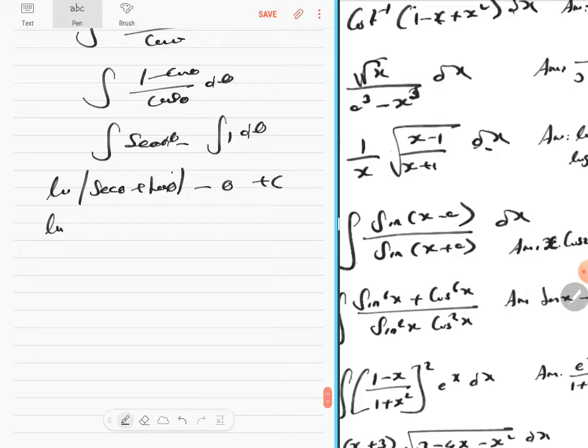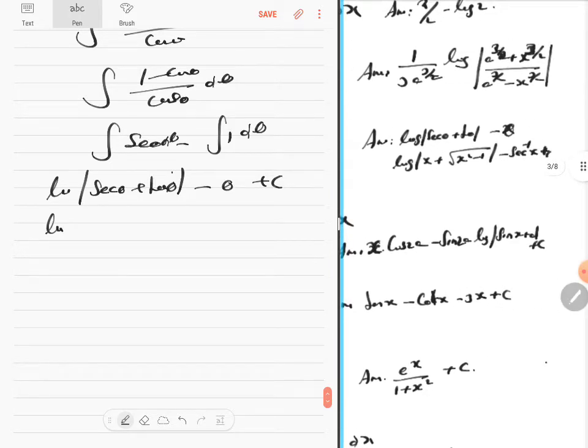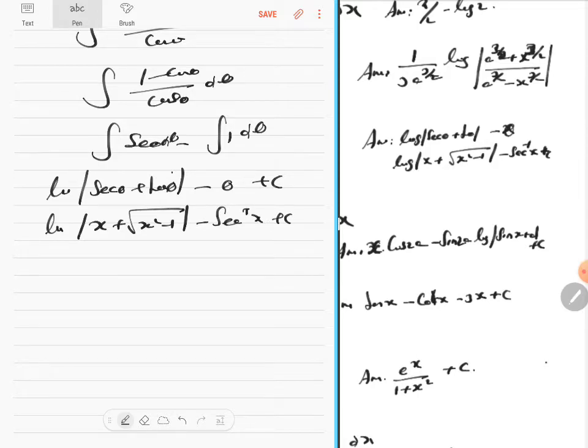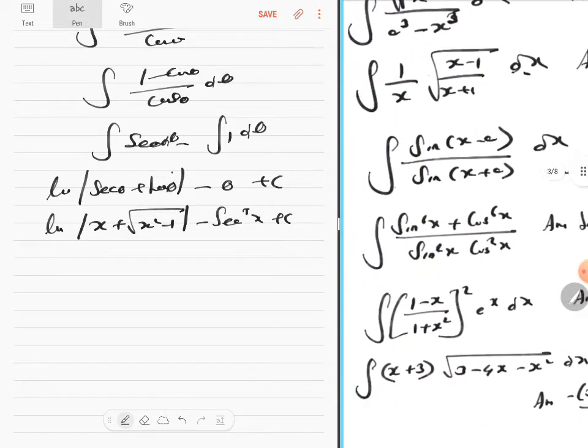So log of, what did I write here as the answer? Okay, I have written it. So then did I get it? Yeah. Substituting x, I get the answer. So log of mod of x plus root of x square minus 1, minus secant inverse of x plus c. Okay, so that's about it. Let's go to the next question.